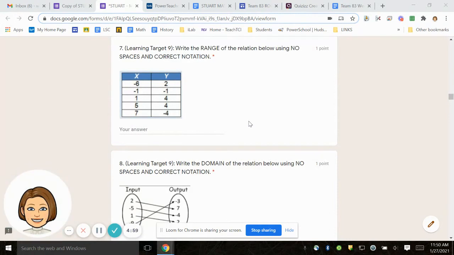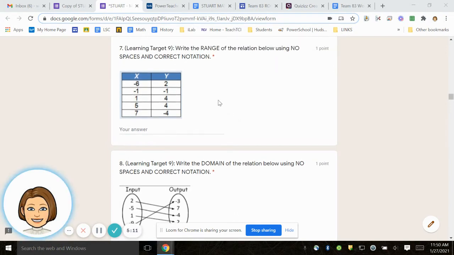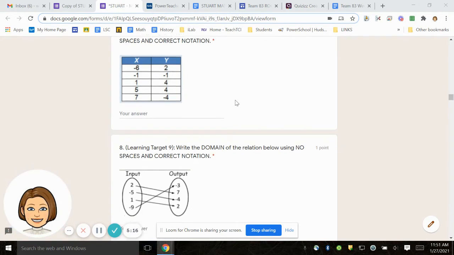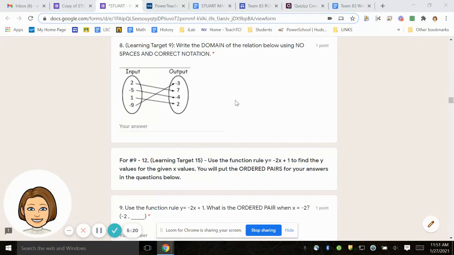Number 7, write the range of the relation below using no spaces and correct notation. Again, the range. If you need to use a number line to order these from least to greatest, I would highly recommend doing that. Number 8, write the domain of the relation below using no spaces and correct notation.